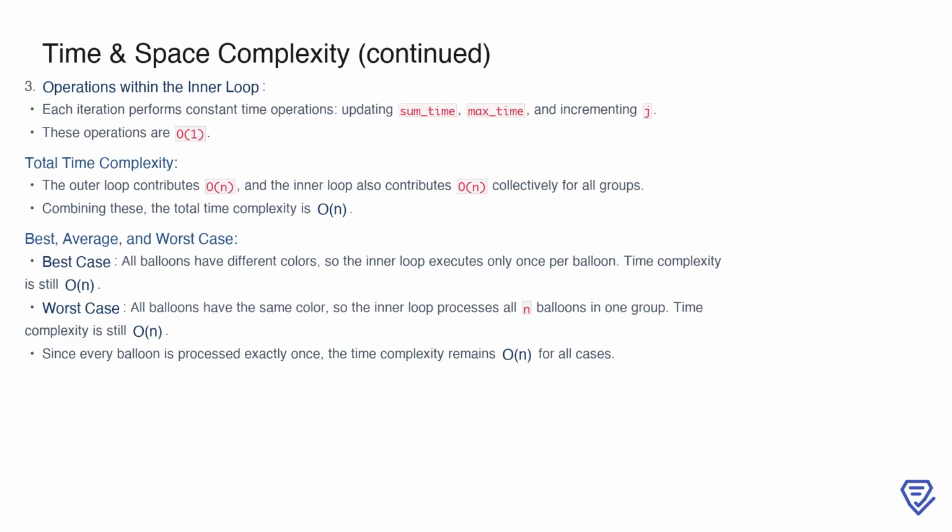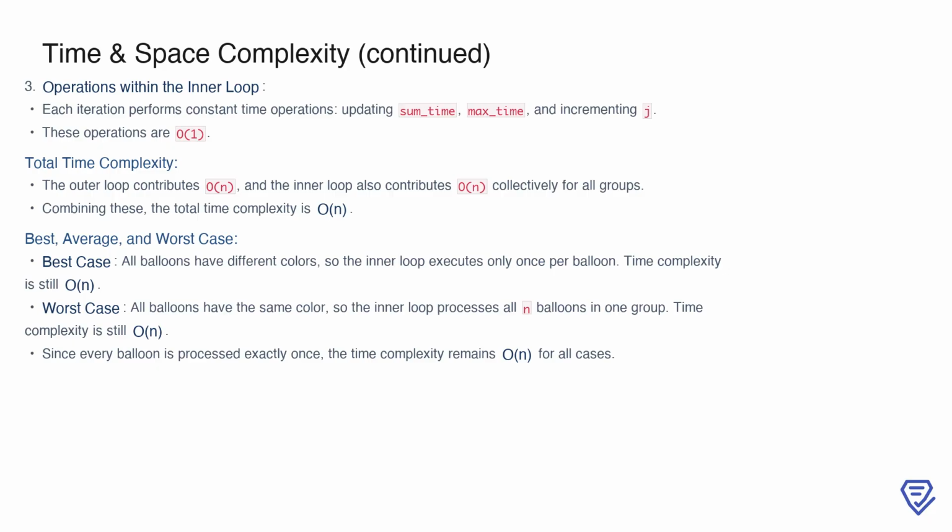Now, focusing on the operations within the inner loop, each iteration performs constant time computations. These include updating the sum_time, finding the max_time, and incrementing the pointer j. Since these are all O(1) operations, they do not add additional complexity. When we combine the contributions from the outer and inner loops, both of which traverse the input string linearly, the total time complexity becomes O(n). This holds true across all scenarios.